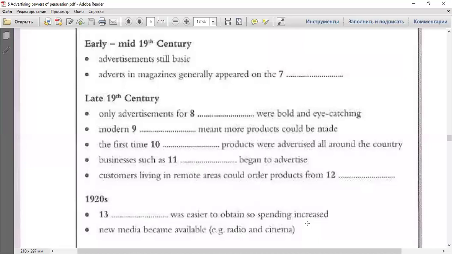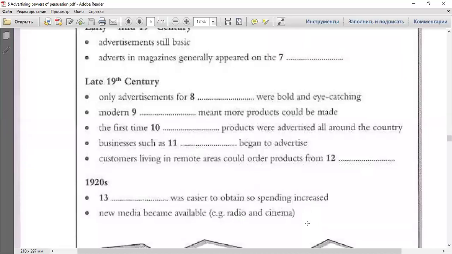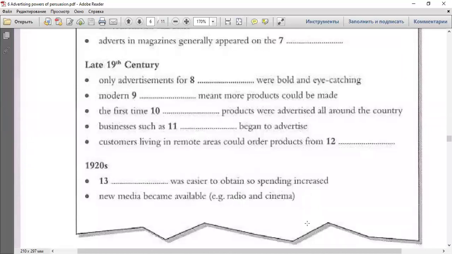And the last one, 13, something was easier to obtain so spending increased. So consumer spending was fueled, so it increased, in part by the increased availability of consumer credit. So the answer here is either consumer credit or just credit. Okay, so we've done a great job.